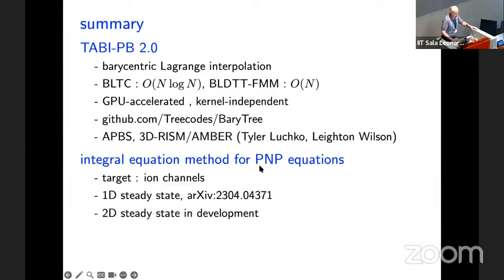And then the integral equation method for the PNP equations, our preprint is up, and we're working on the 2D thing now. We'll see how far it goes.